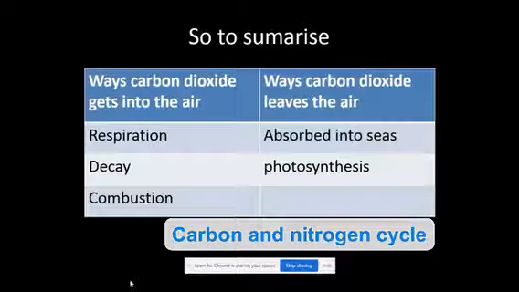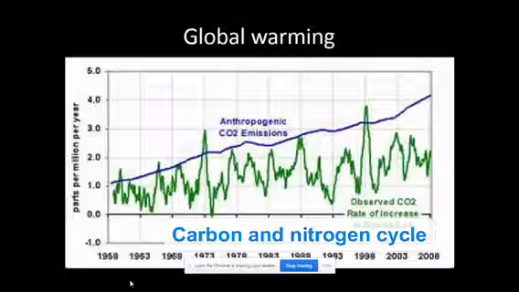Now the way to summarise this, girls, is the following. The way carbon dioxide gets into the air is by respiration of plants and animals, decaying of all organisms, again plants and animals, and combustion of fossil fuels or wood-based materials. The way carbon dioxide leaves the air, girls, it's absorbed into the seas and it can be taken up by photosynthesizing plants.